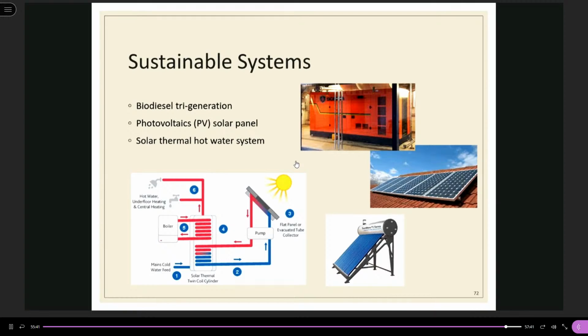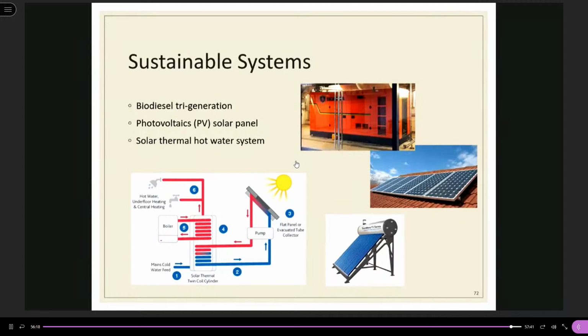Okay, sustainable system, some more examples, biodiesel trigeneration. So it makes use of used cooking oil for generating electricity. One example is in the zero carbon building. There is a cafe, and the cafe may have some cooking oil, and they also collect cooking oil from the restaurants around, so that they use the cooking oil for generating electricity.